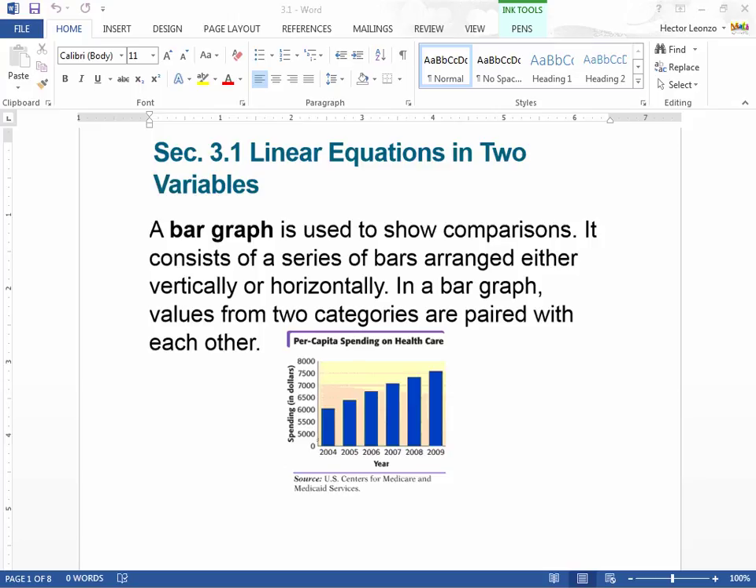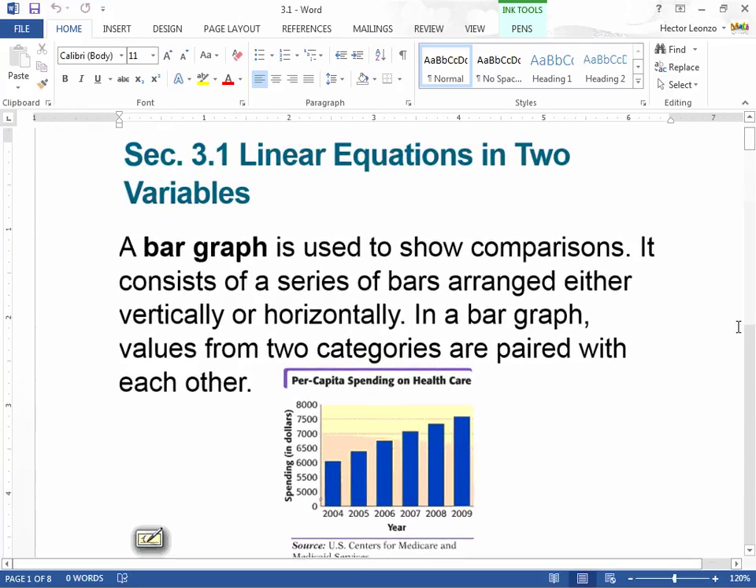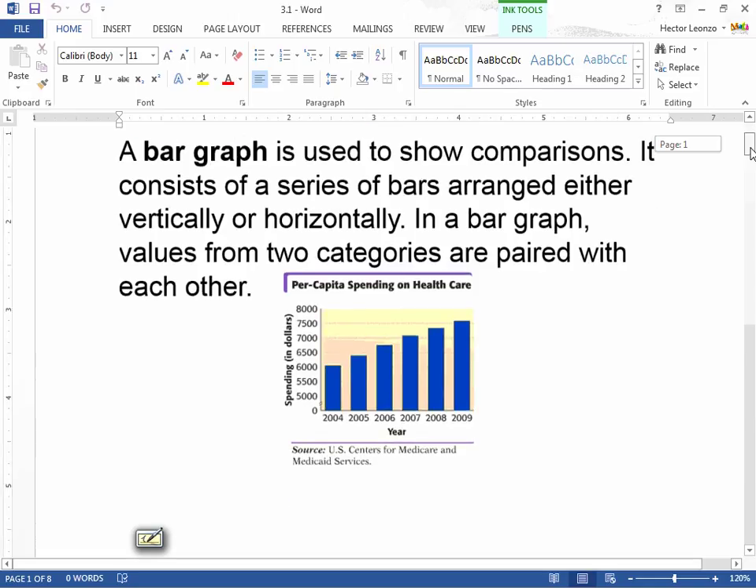In this unit, we're going to start with line graphs, or bar graphs in this case. Let me zoom in, that way we can see a little bit better for our graph. What we're looking at here is two values; we're going to compare two things. In this case, the years, that's what it says here, and then over here, spending in dollars. All this information is per capita spending on healthcare.